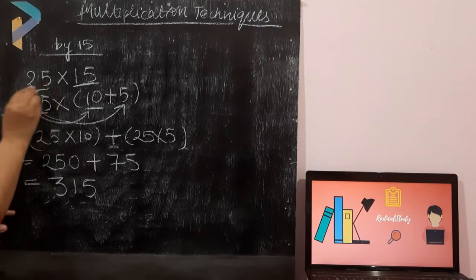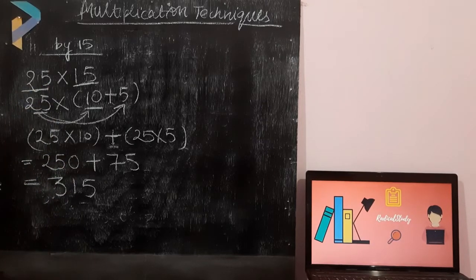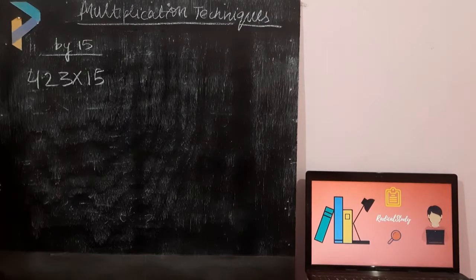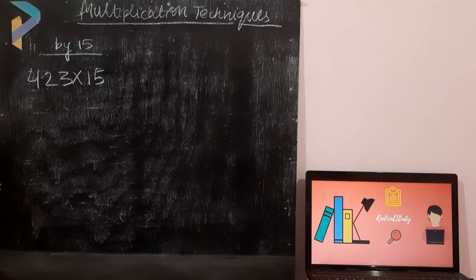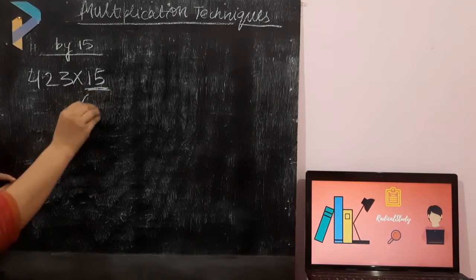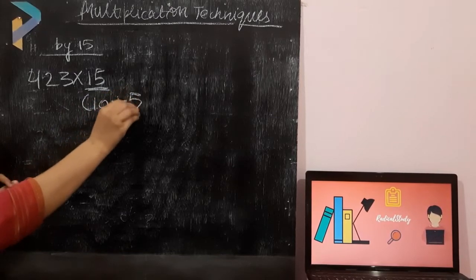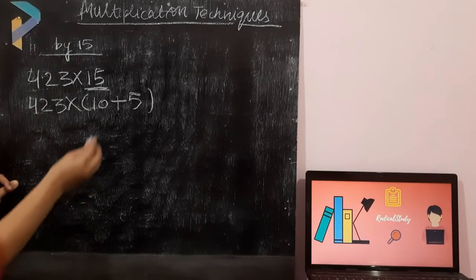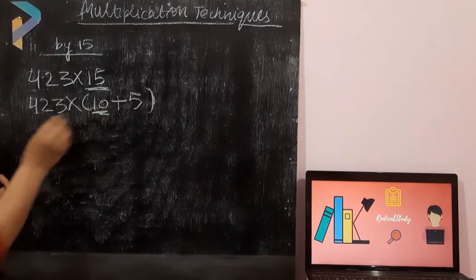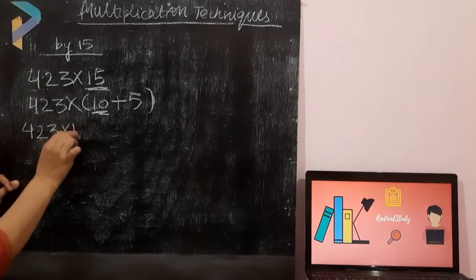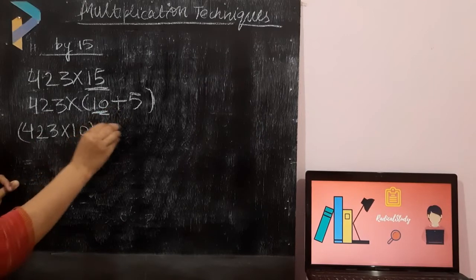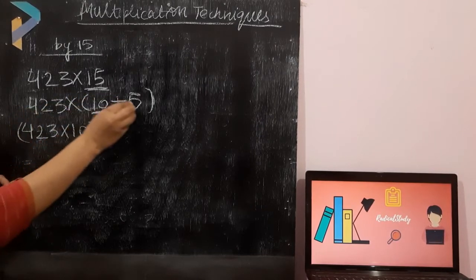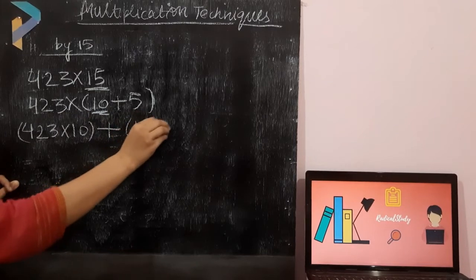Now this was a 2-digit number. I am going to take a 3-digit number and multiply it with 15. As you can see, I have taken a 3-digit number, that is 423. We have to multiply it with 15 using the same technique. As I told you, I have to split 15 as 10 plus 5, and this 423 will be multiplied by this. It is in brackets, so firstly it will be multiplied by 10. 423 multiplied by 10. Here it is an addition sign. Now 423 will be multiplied by 5 also.